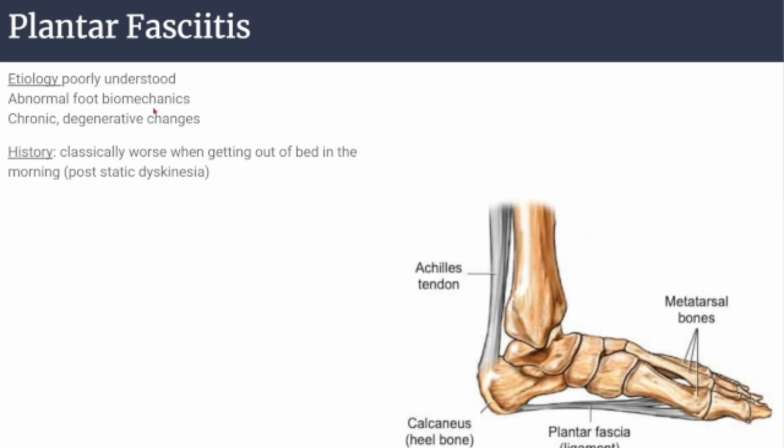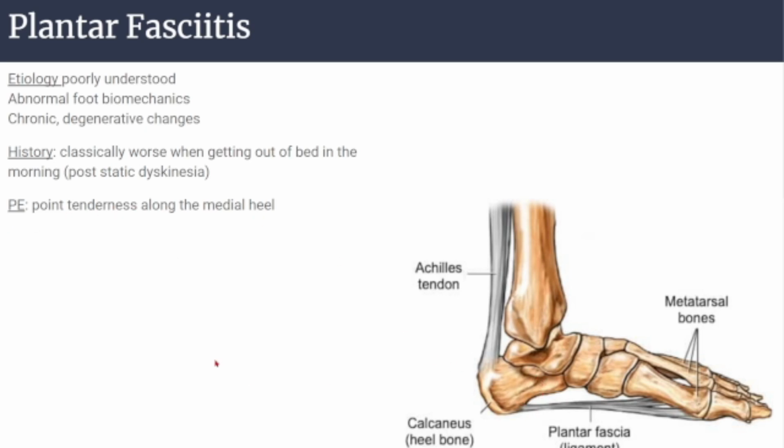The biggest clue that somebody has plantar fasciitis is when they get out of bed in the morning, they have increased pain that slowly gets better. This is very classic. And I just think of this as when you're asleep, the plantar fascia is not under tension. It contracts a little bit. And then when you get up in the morning and stand up, it is placed under tension, and that is painful. Point tenderness along the medial heel.